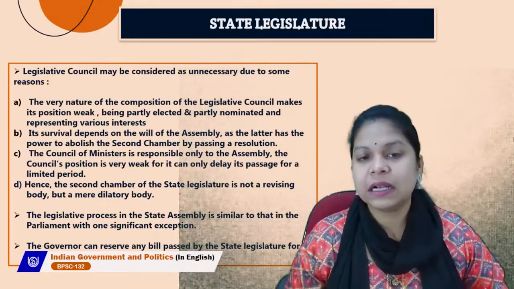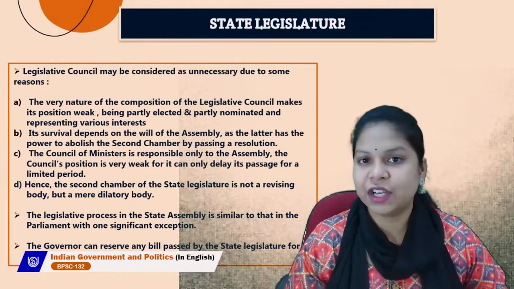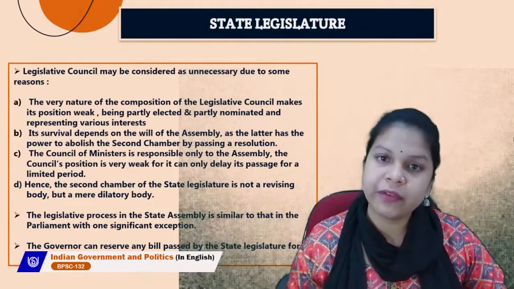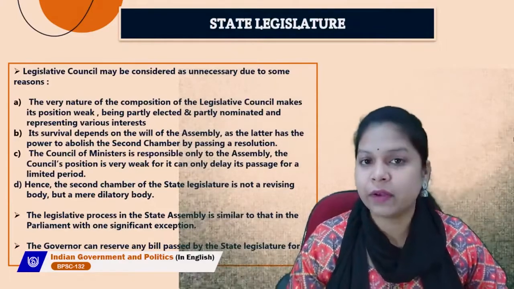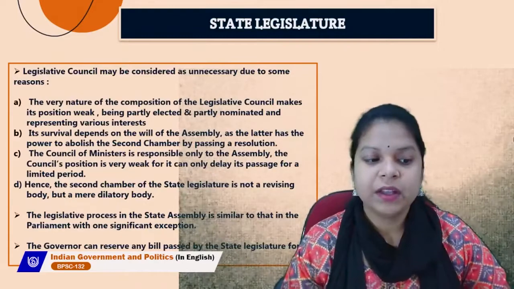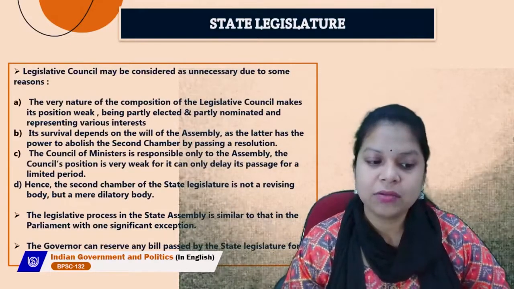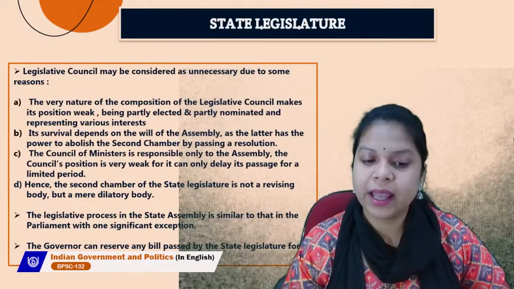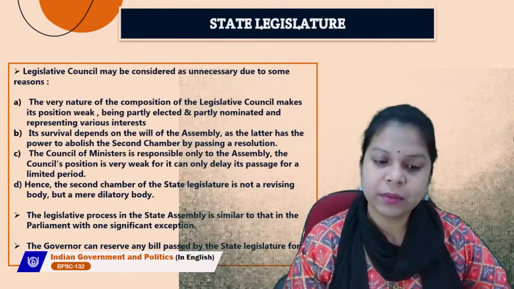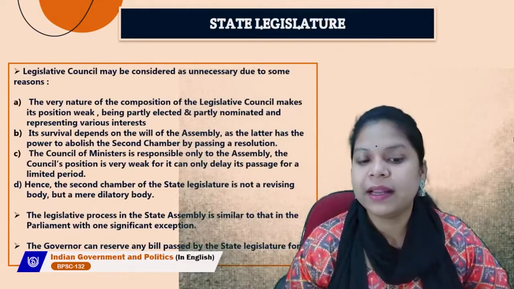If a state legislative assembly wants to abolish the second chamber, that is the Legislative Council, it can pass a resolution. So the fate of the Legislative Council remains in the hands of the members of the Legislative Assembly. The Council of Ministers is responsible only to the Assembly. The Council's position is very weak, for it can only delay passage for a limited period. Hence, the second chamber of the state legislature is not a revising body but a mere dilatory body.